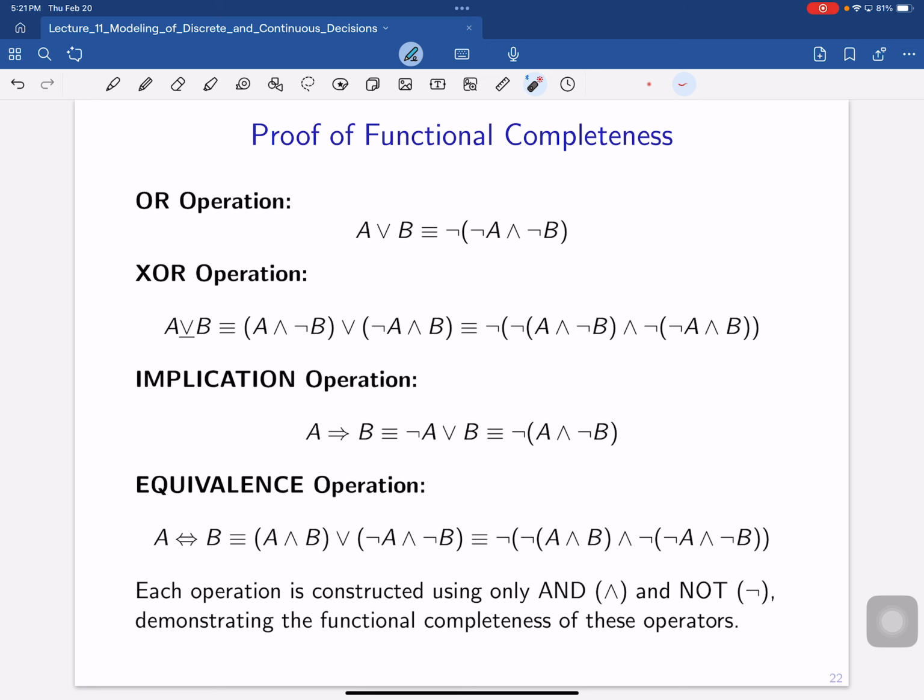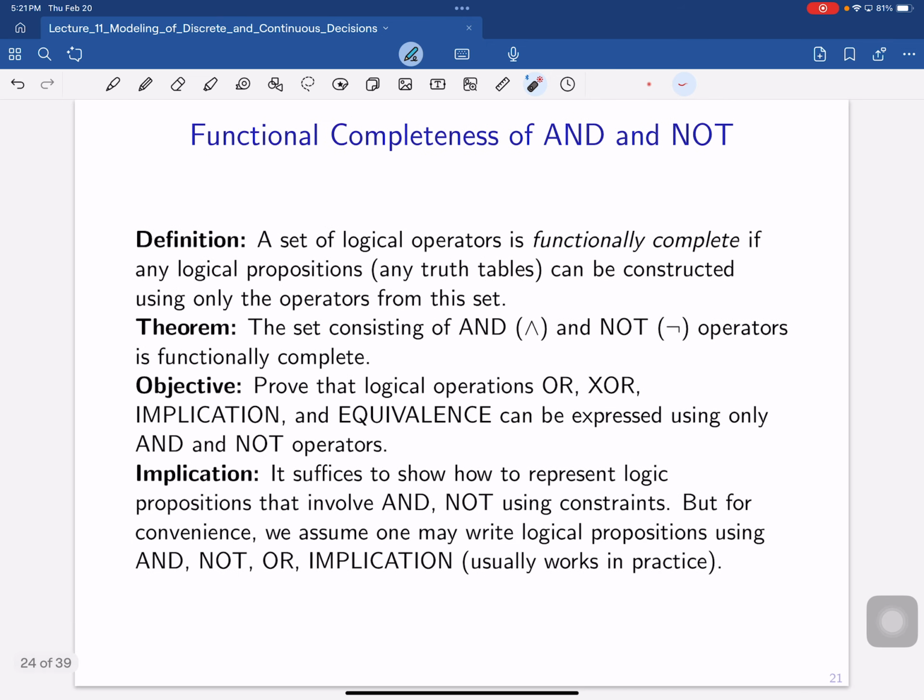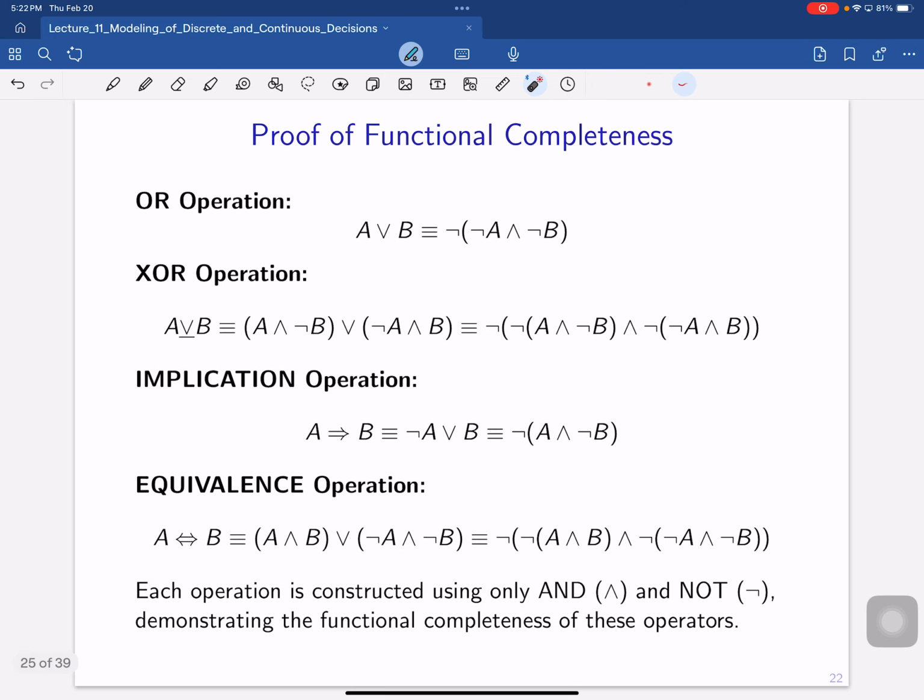Yeah, so this theorem is saying as long as you have "and" and "not", that's sufficient to represent any logic conditions, right? But in practice, as you can imagine, if you just have "and" and "not", it's not so intuitive, right? Whenever you want to represent implication, you need to replace implication by this very nasty formula, right? We may not want to just represent logic using "and" and "not".